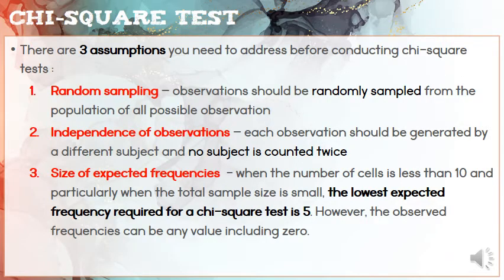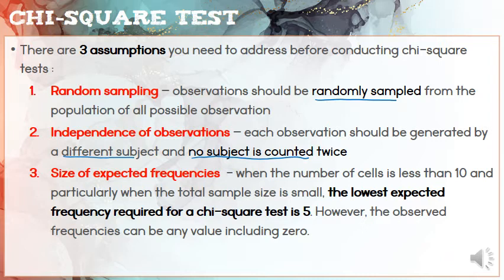There are three assumptions you need to address before conducting a chi-square test. The first one is random sampling. Observations should be randomly sampled from the population of all possible observations. The second assumption is independence of observations. Each observation should be generated by a different subject, and thus no subject is counted twice.